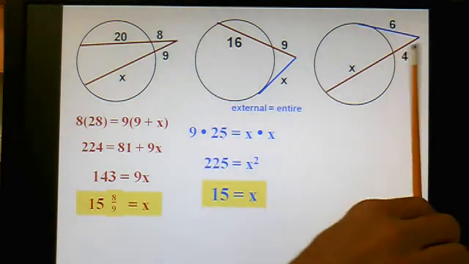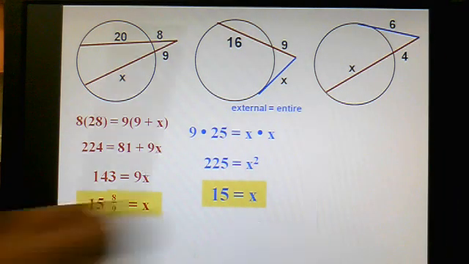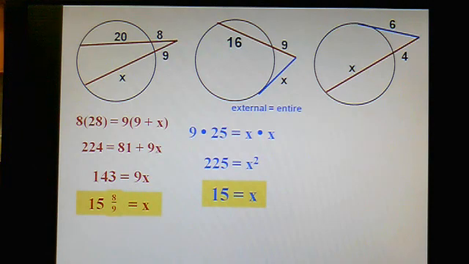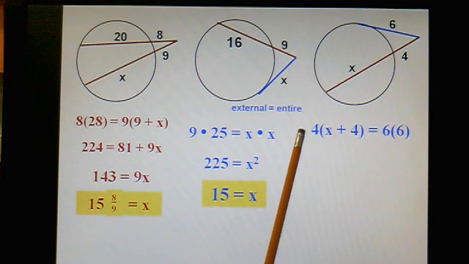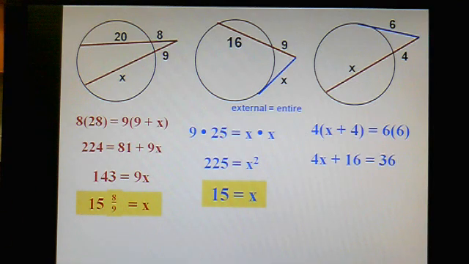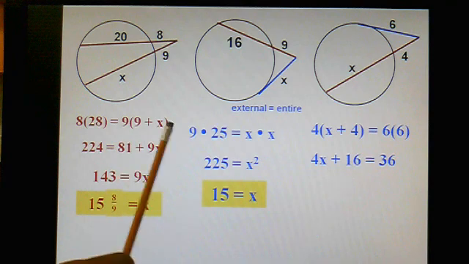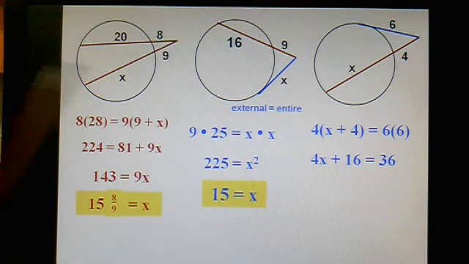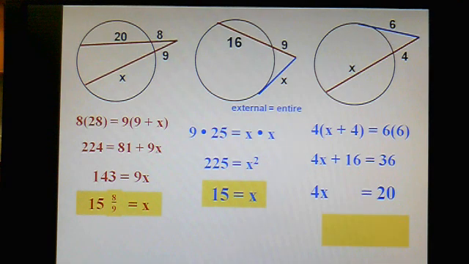Again, it's the external, 4 times the entire length, x plus 4. And for a tangent, the external is the entire length, so 6 times 6, 36. And of course, you distribute here, you get 4x plus 16. You know, that is the key algebra step on here, is knowing how to distribute, knowing how to set up an equation and distribute, or knowing how to square it in some situations. And of course, this one works out nicely. You end up with x equal to 5.